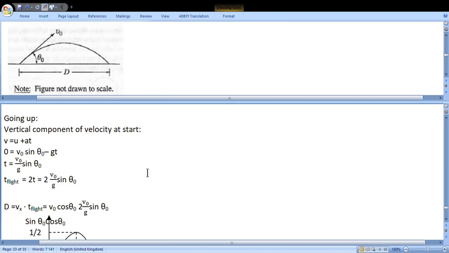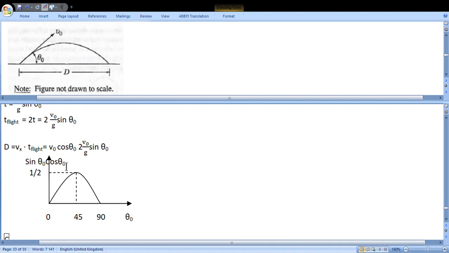The distance traveled horizontally will be the horizontal component multiplied by the time of flight. So substituting the values, v0 cosine theta and time of flight 2 v0 sine theta 0 over g, we have cosine and sine theta. The product of this function is 0 at angle 0 and 0 at angle 90 degrees. The maximum is when the angle is 45 degrees.